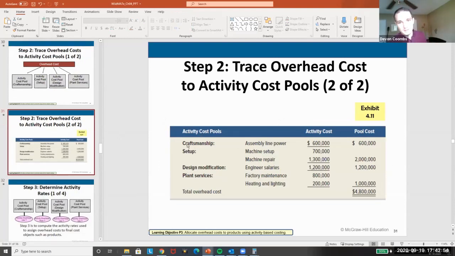And then I trace them. So I'll say craftsmanship, we know won't really use assembly line power. And so we'll say that we expect $600,000 to be applied to craftsmanship. For setup, it's just machine setup and machine repair. We know that $2 million should be applied to this pool. Design modification, we'll say engineering salaries probably is going to be tied to our design modifications. Our plant services are going to be factory maintenance and heating and lighting. So we bucket it off into these activity cost pools.